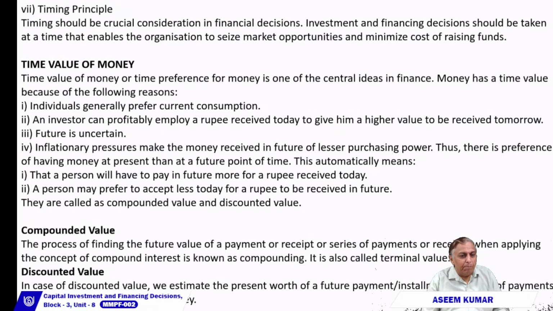Here we are just talking about the compound value of your payment or receipt. Now let us speak about the discounted value. In the case of discounted value, we estimate the present worth of the future payment, installment or series of payments adjusted for the time value of money. Friends, in the discounted value, what do we do? We estimate the present worth of future payment, installment or series of payments adjusted for the time value of money.